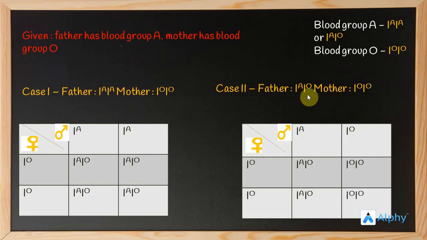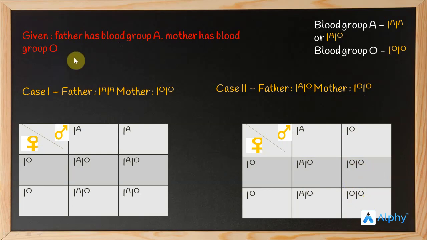Coming to the cross, this is the Punnett square. IA-IO, IO-IO. Now if we look at the results, we find that 50% of them have this combination IA-IO, which means they will have blood group A, right? And the remaining 50% have this combination IO-IO, which is the combination with the recessive allele. So these 50%, this one part, will have blood group O.